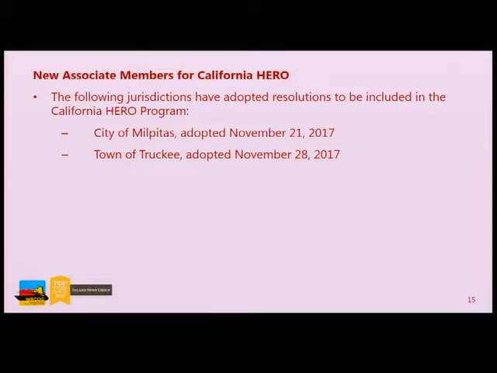Today's first requested action deals with the addition of 2 new associate members in WRCOG. This past November, the cities of Milpitas and Truckee passed resolutions to join WRCOG as associate members so they can participate in our California HERO program. Today's requested action item is to accept the 2 new associate members and set a public hearing for February 5th, 2018.